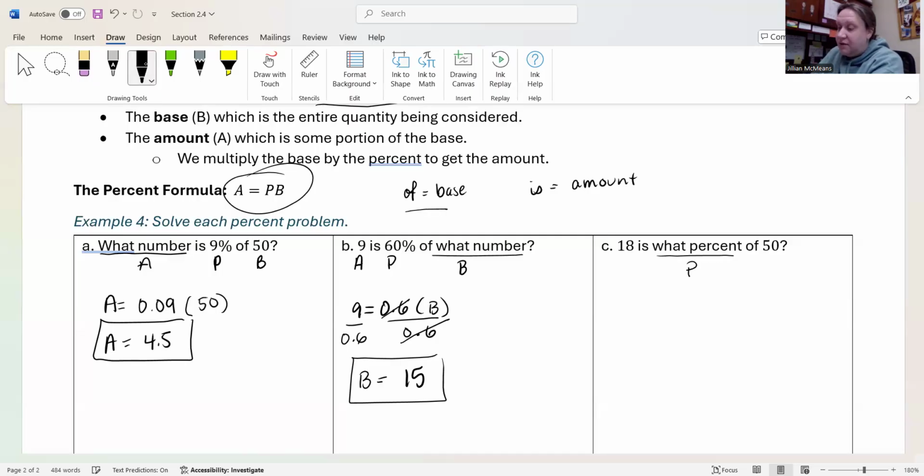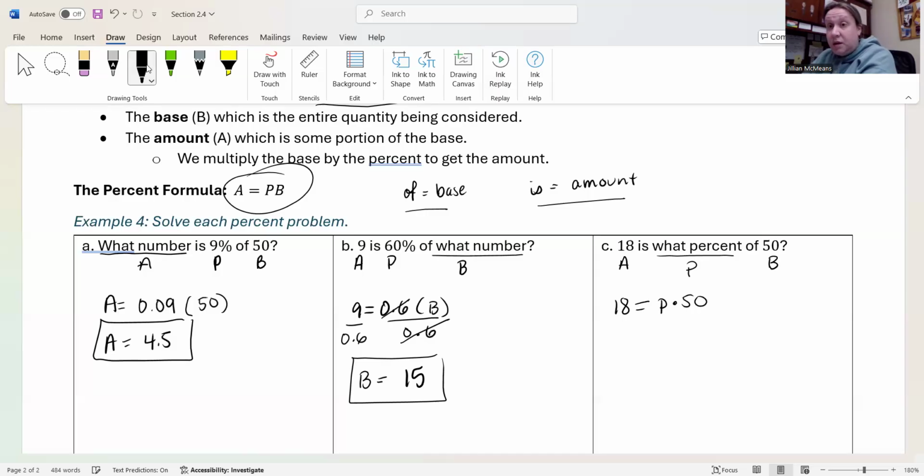This is where the of and the is can really come in handy. Now, again, this is not tried and true. This is not set in stone. This does not always work. But in a really basic statement like this, the is and of are going to be really big hints. So we have 18 is, the amount is some percentage of the base, 50. So in this case, 18 is the amount, 50 is the base, okay? So we're going to put this into the percent formula. So I know that 18 equals P times B, so P times 50.